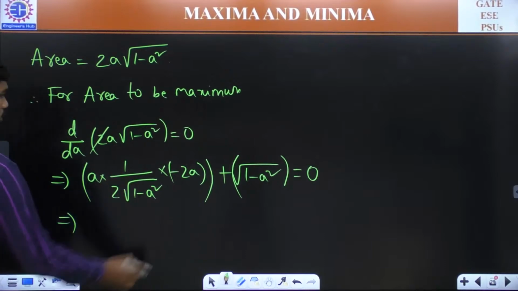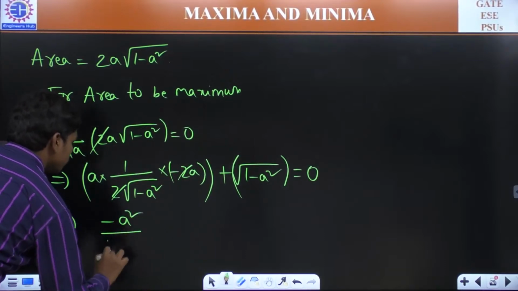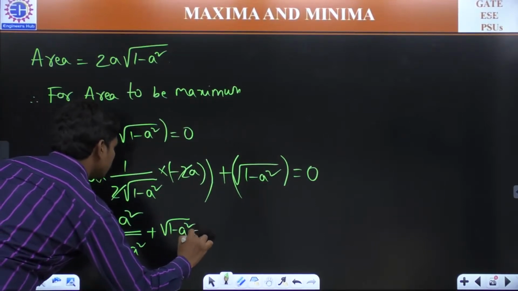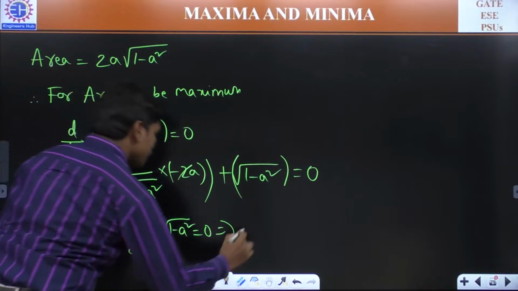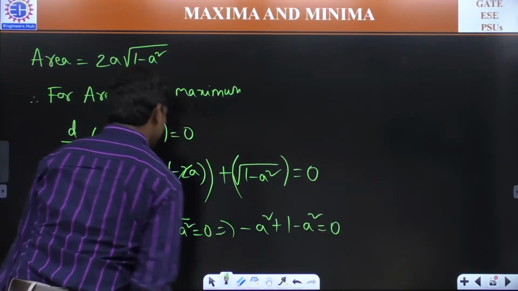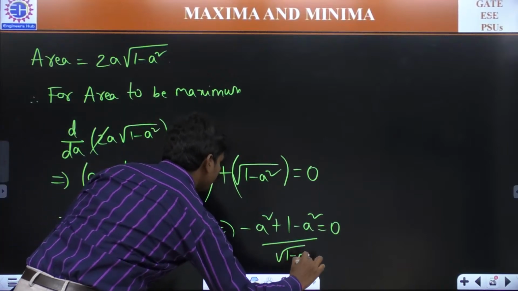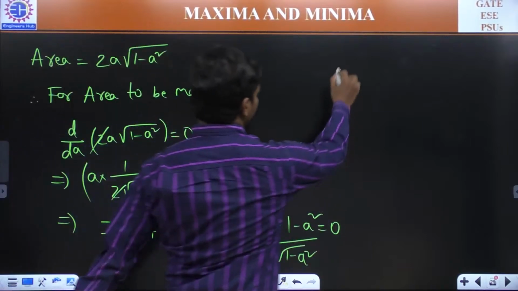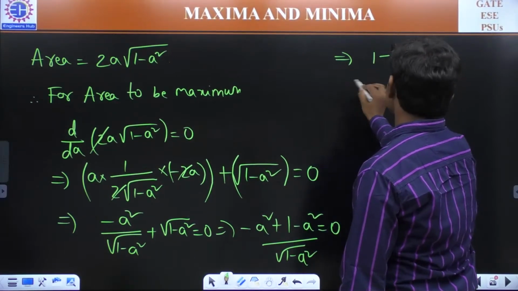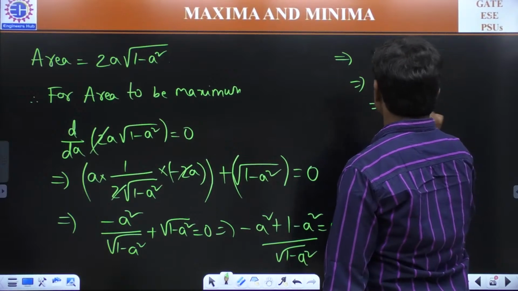So if you simplify the things, 2 gets cancelled. Minus A square divided by root of 1 minus A square plus root of 1 minus A square is equal to 0. So if you simplify, you have minus A square plus 1 minus A square is equal to 0. Of course, we have a denominator here, root of 1 minus A square, but numerator has to be 0. So if you simplify this, 1 minus 2A square is equal to 0. 1 is equal to 2A square. So this implies A is equal to 1 by root 2.